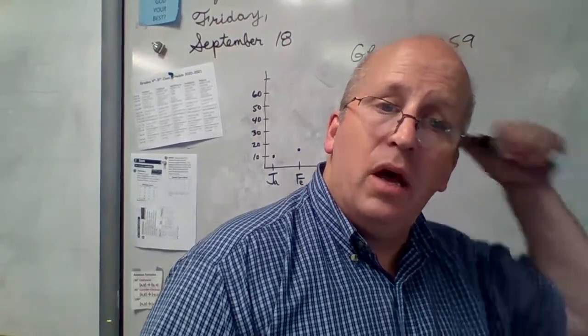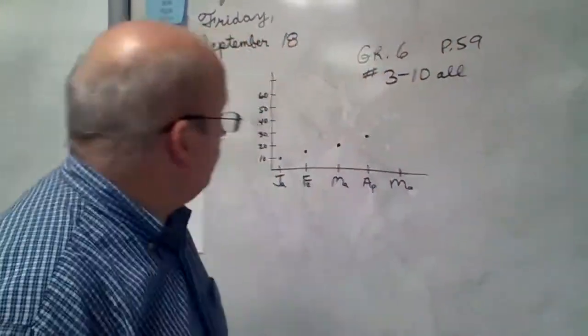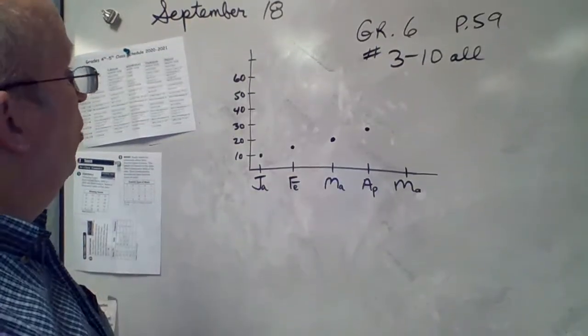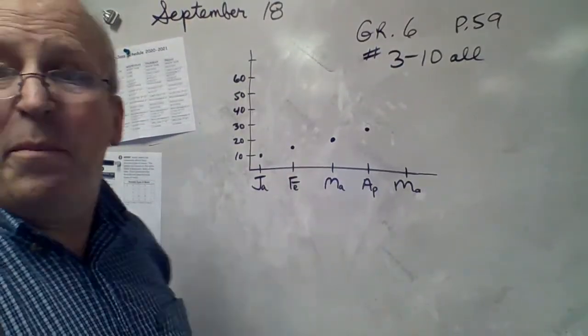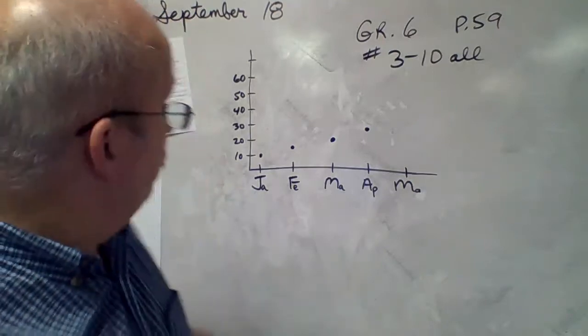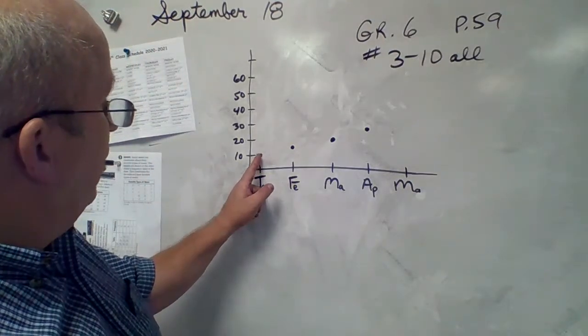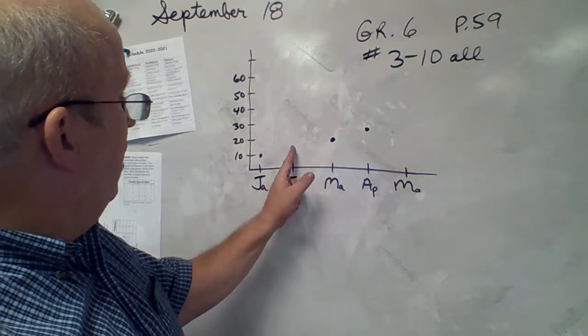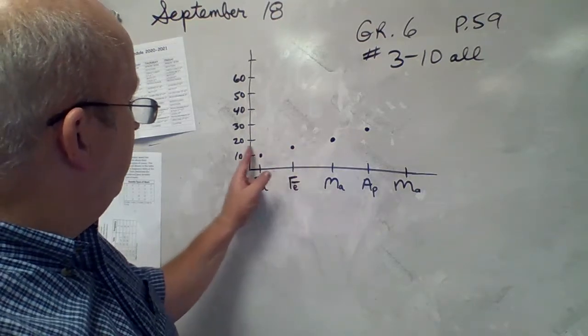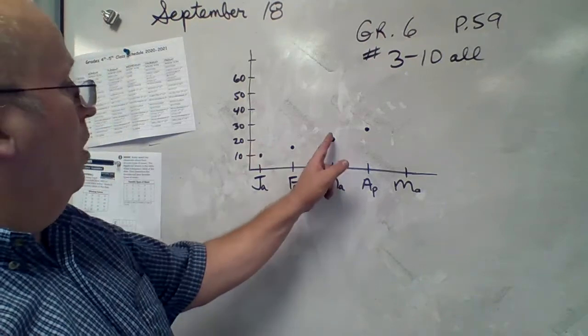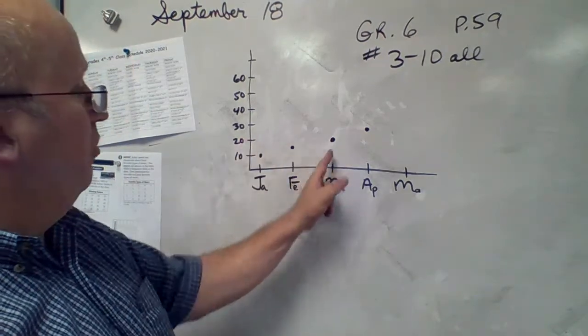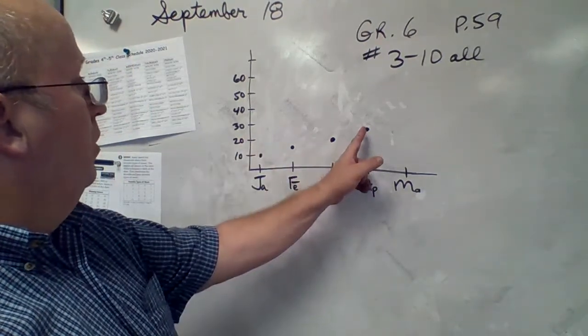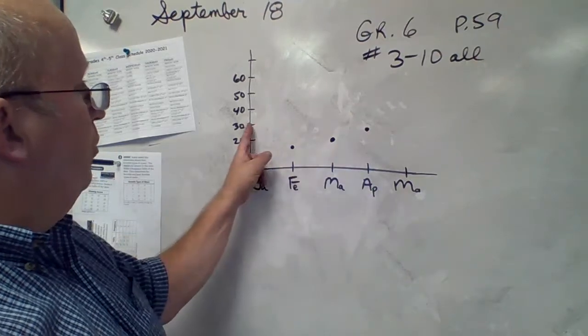Let's do the same thing on the graph that's behind me. I have a graph here that's showing the amount of money in somebody's bank account. So in January, the person had $10. See that? January, $10. In February, they had about $15. See that? Between 10 and 20. In March, they had about $20. March. In April, they had about $30.